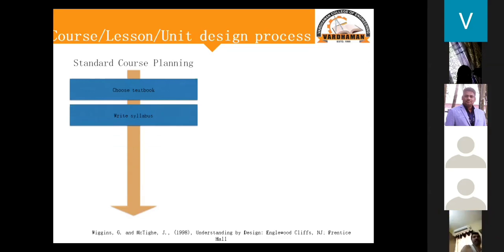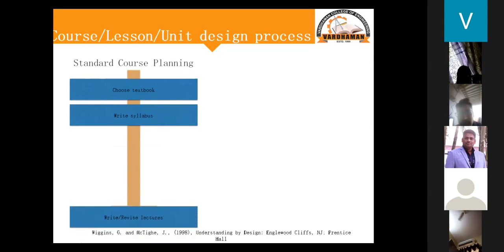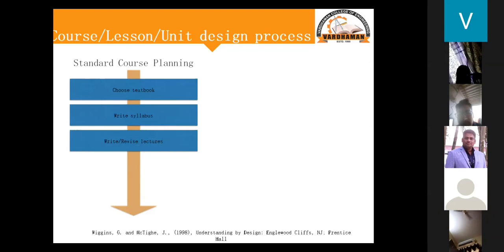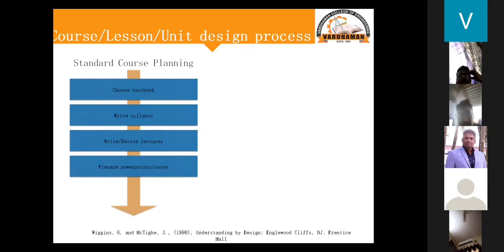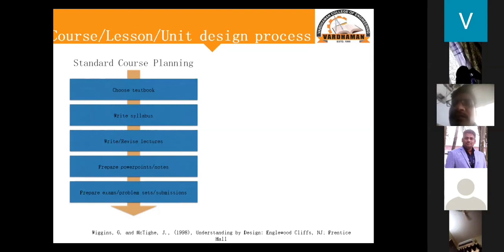Then immediately after finding a textbook or a set of textbooks, we begin writing the syllabus. And while writing the syllabus, as a faculty, we always concentrate on the depth of the syllabus. Then once the syllabus is designed, we write the lectures. There is a lecture plan, that is what we do. Then we prepare the PowerPoint presentations or the lecture notes, and then we deliver them to the students. And finally, we prepare exams, problem sets, and submissions. So this is exactly the standard course planning which we do.